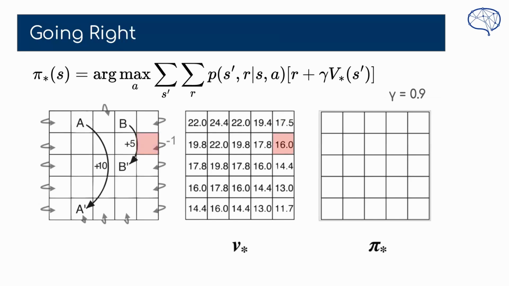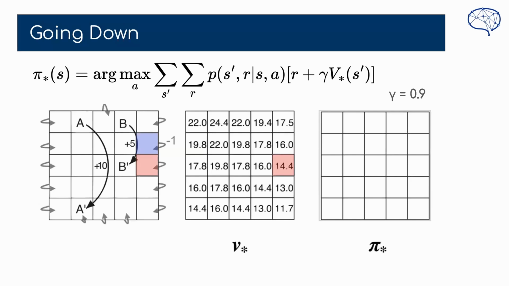And now let's say we go right. In this case, because we fall off the wall, we end up in the same state, and we get a reward of -1. So that's your reward, -1, plus your discount factor multiplied by the value of your next state, which in this case is just 16. So we have 14 and 13.4 so far.